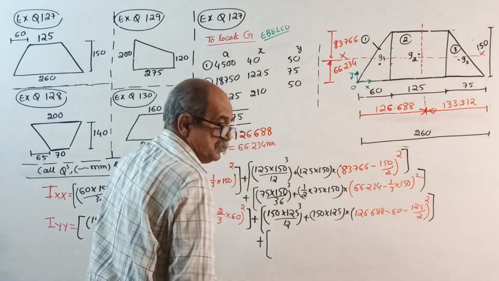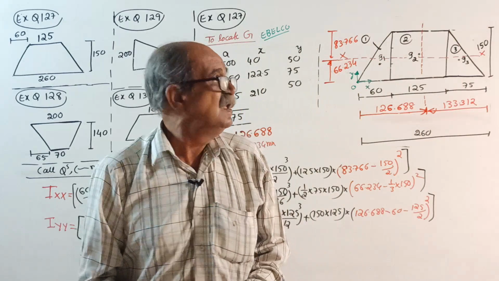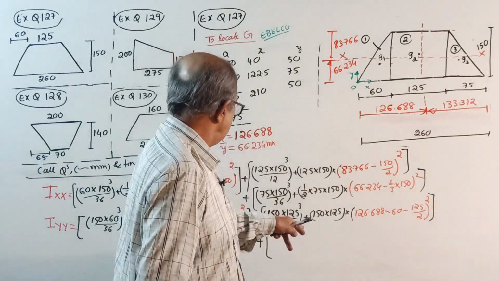I should check the board whether space is okay or not. I think okay, space is there, to be on the safer side. Yes, very much, no problem. Plenty of space is there. Lastly, correct answer, 150 into 125 cube by 12.